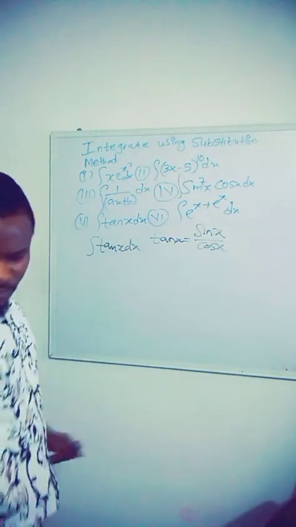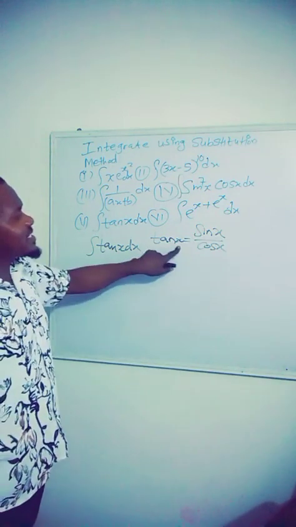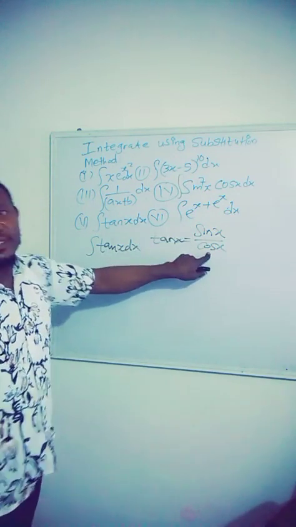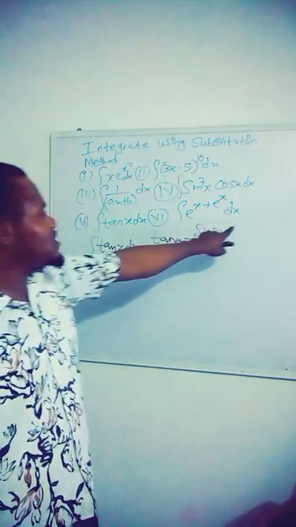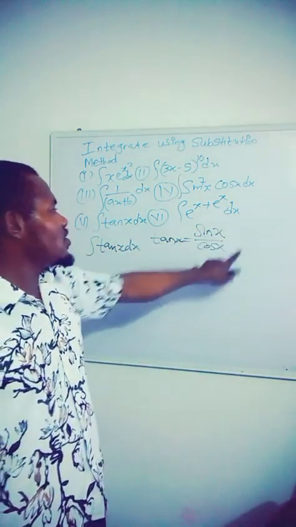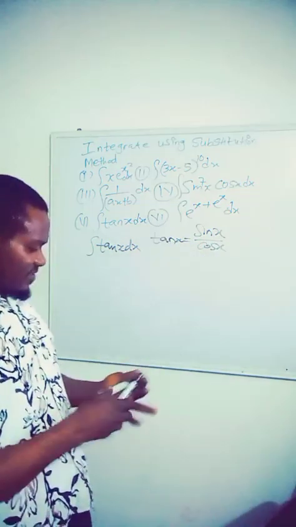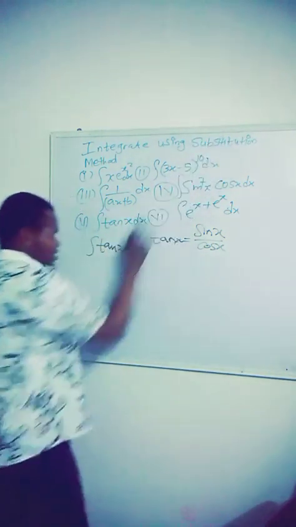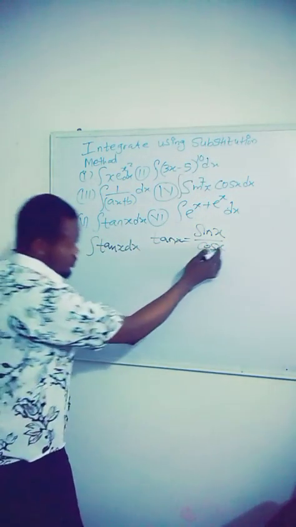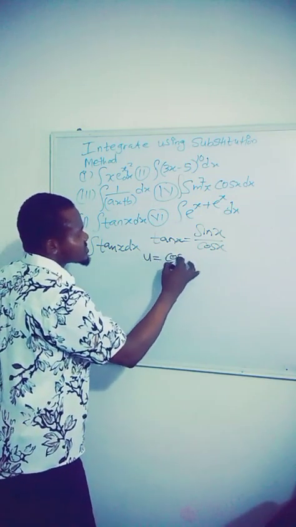From trig identity, this is what you want to integrate. Tan x is sin x over cos x. I hope you know that. This is from trig identity. Now, if that is the case, we are doing integration by substitution. So now we say let u equal cos x.